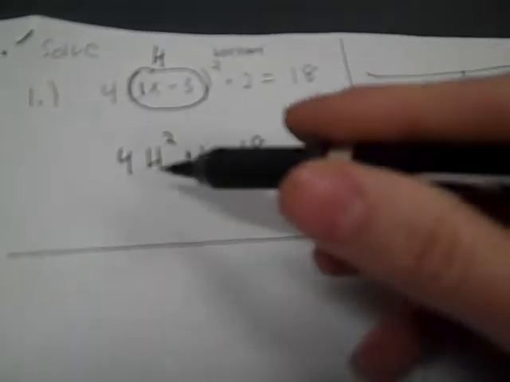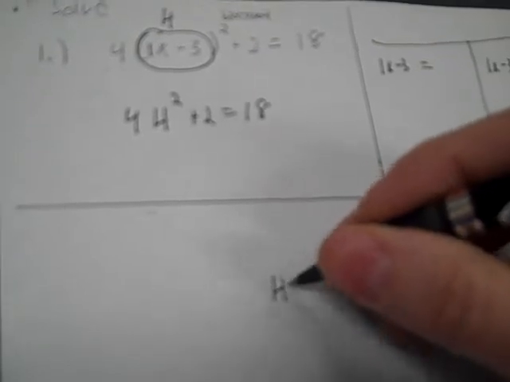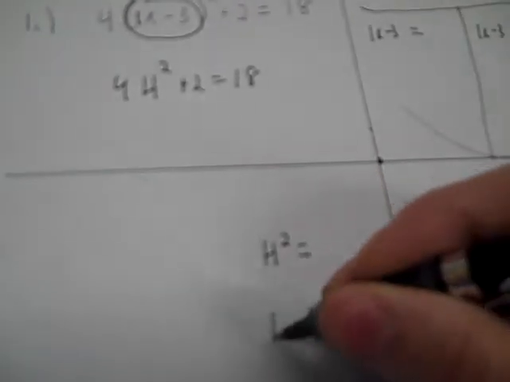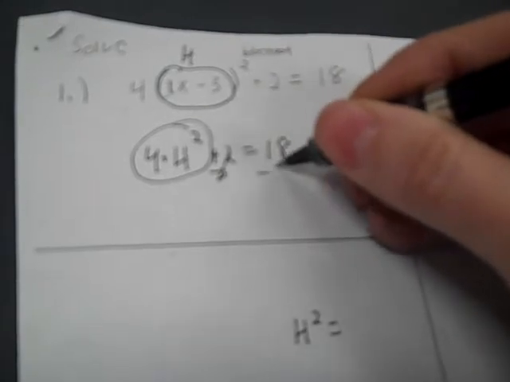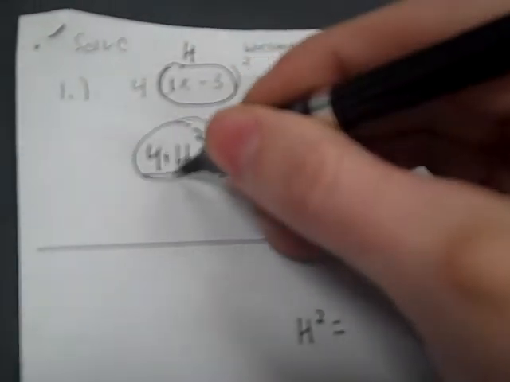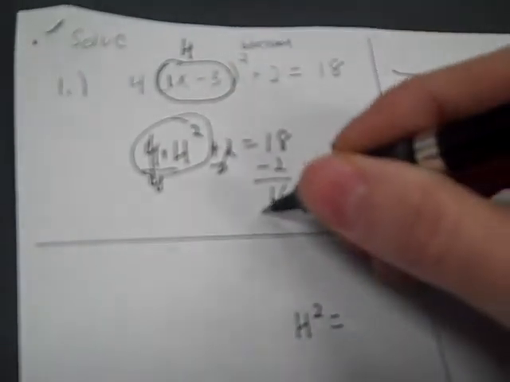Now remember again, the whole thing to get this h, first you get h to the second by itself, then you'll be able to get the h, okay? So you dot and circle, plus 2, so I minus 2, and that gives me 16. Then I have that 4 there I need to divide by. Then after I divide, I know what h to the second is equal to. 16 divided by 4 is 4, okay?